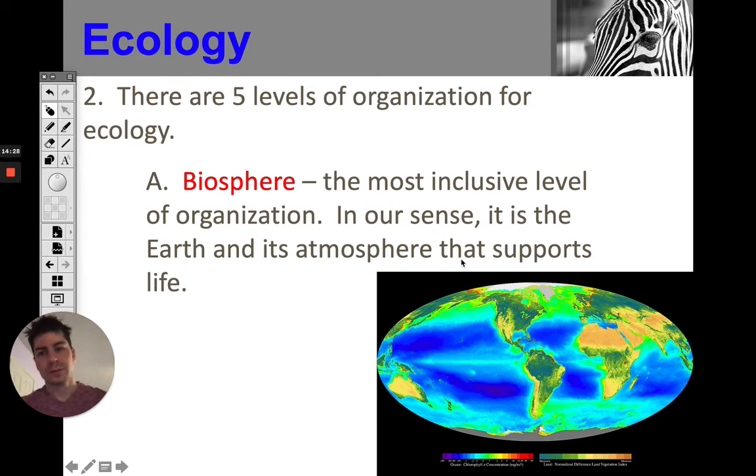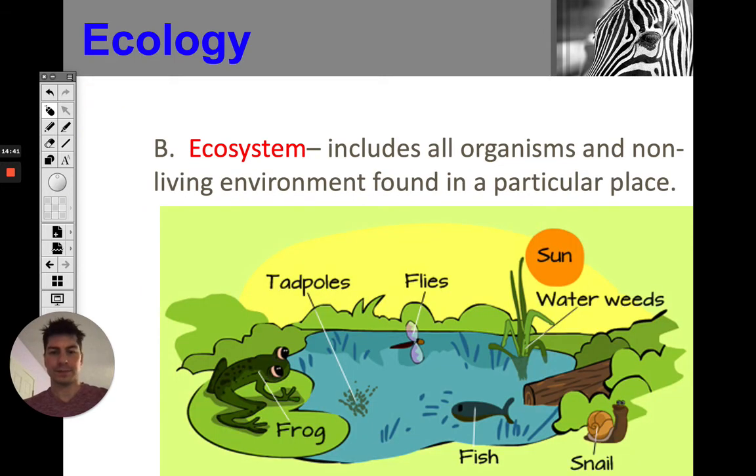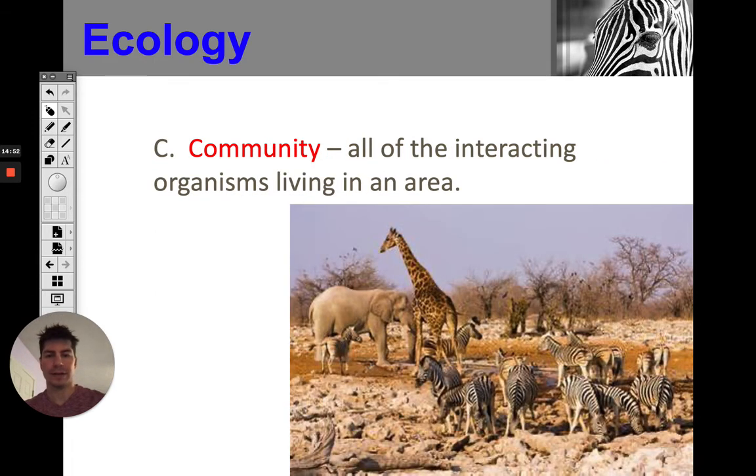So I'm just going to go through these really quickly. The Earth is divided into different levels of organization. So we have first the biosphere. In other words, Earth and all of its atmosphere. Break it down a little bit into a smaller group. We have an ecosystem. This is all the organisms that are living and non-living in a particular area.